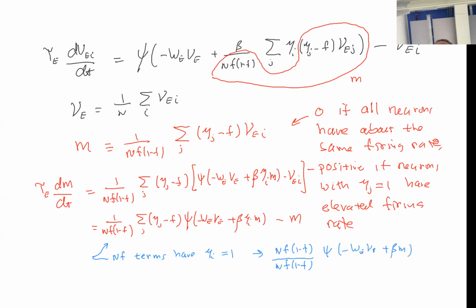Okay. We also have N 1 minus F terms that have eta I equal to 0. Remember, the probability that eta I is 1 is F, so the probability that it is 0 is 1 minus F. And so this gives us N times 1 minus F terms. You get a factor of F from here. Actually, you get a factor of minus F.